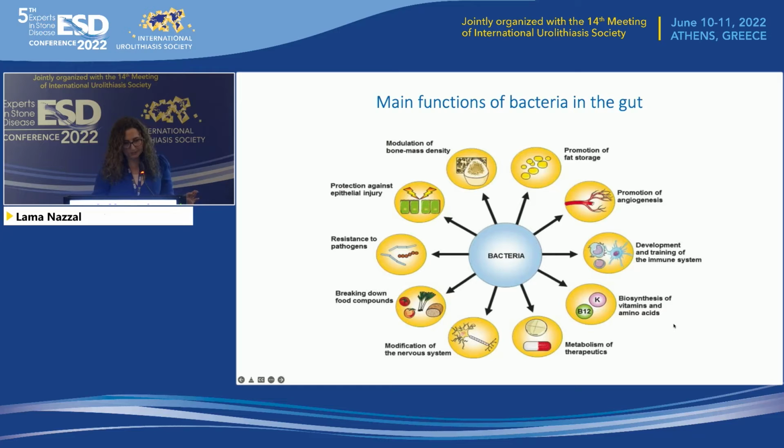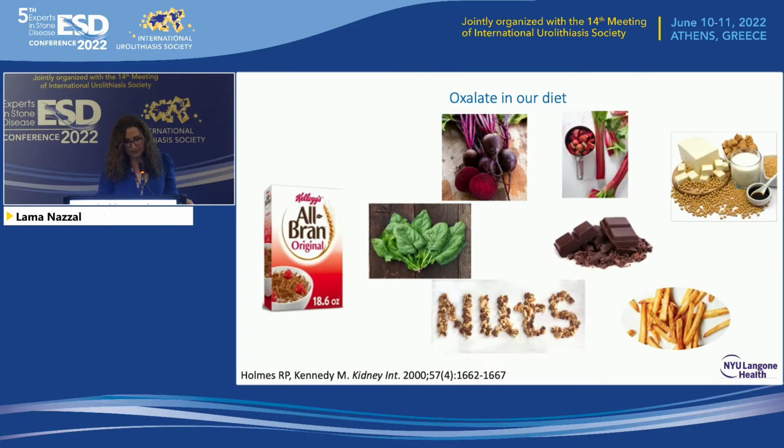So there are multiple functions of the bacteria in the gut, but very importantly, they are known to break down food components. And one of the food components that's very important for the risk of kidney stones is oxalate, which is present in a lot of our dietary intake, and it's present in a lot of things that we think are healthy. So nuts and all bran, spinach, and soy products.